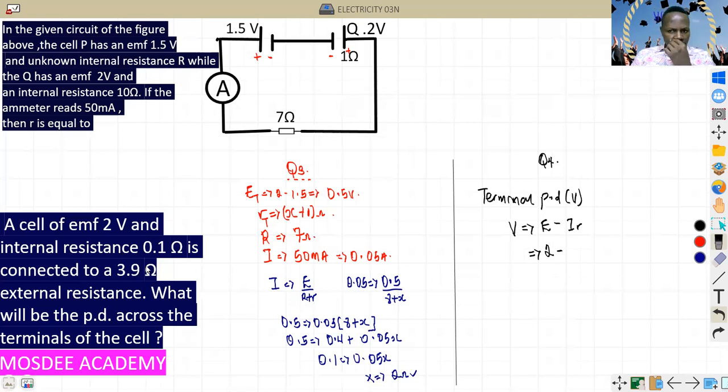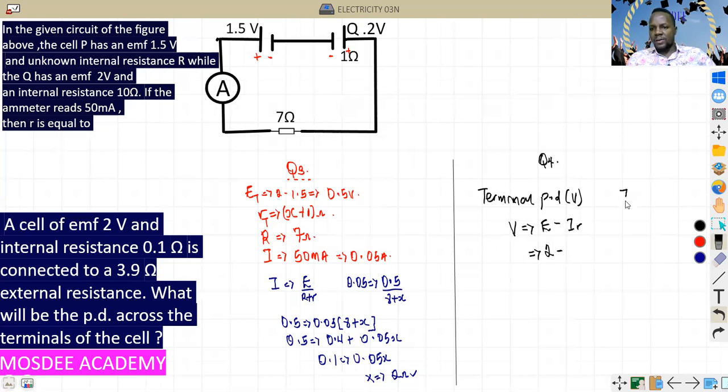Okay, we have r, but we don't have I here. Very good. The question is giving us an internal resistance of 0.1 ohms, and we have an external resistance of 3.9 ohms. We are calculating the terminal PD. Okay, fine. What I'll just do now is reconstruct this.